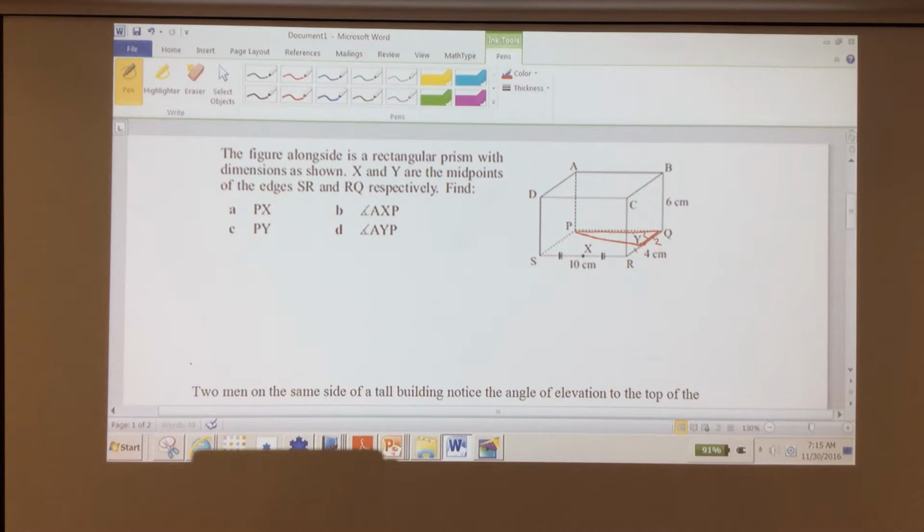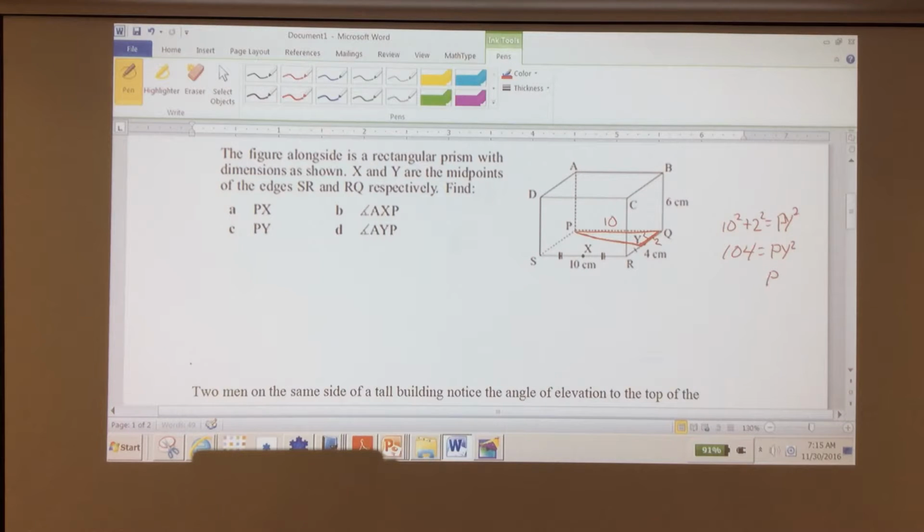The back edge, PQ, is 10. It's the same as the front edge. We're looking for the hypotenuse, which is PY. So it's going to be 10 squared plus 2 squared equals PY squared. There we go. So that's 104 equals PY squared.